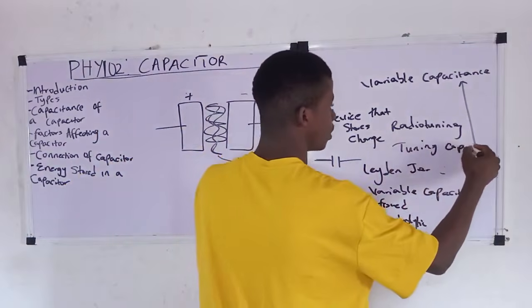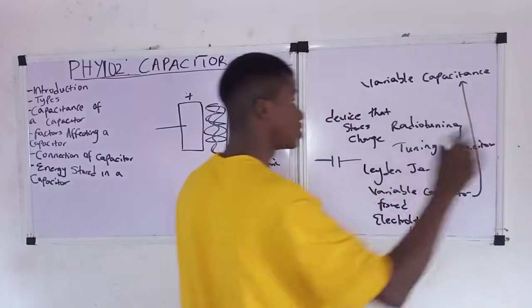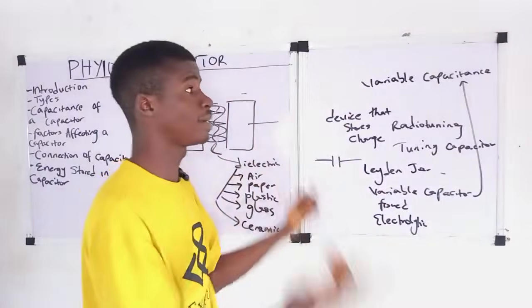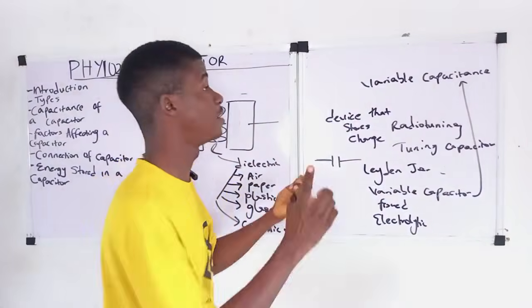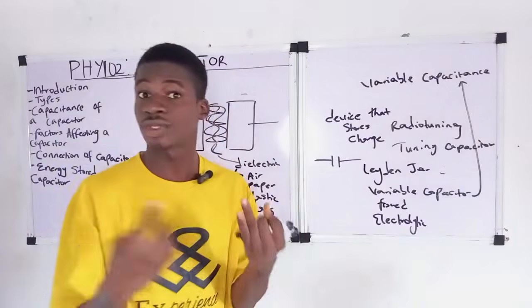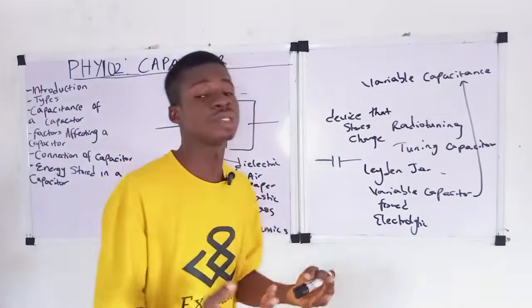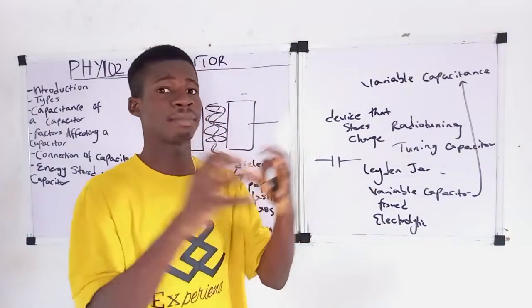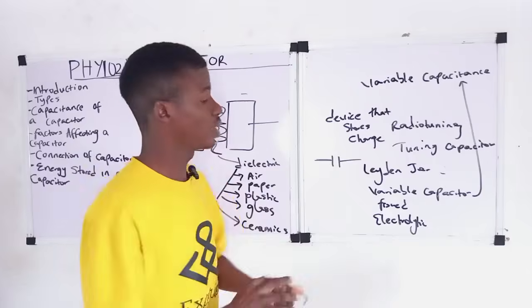So the important thing to take note of under variable capacitors is that they are capacitors that have variable capacitance. They are used in radio tuning, they are also called tuning capacitors, and their capacitance can be adjusted.